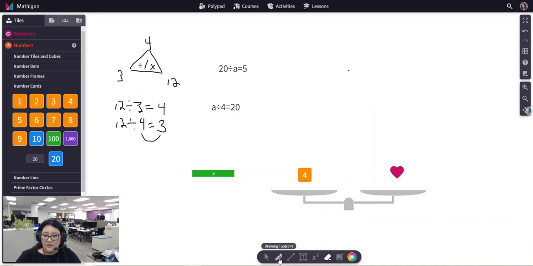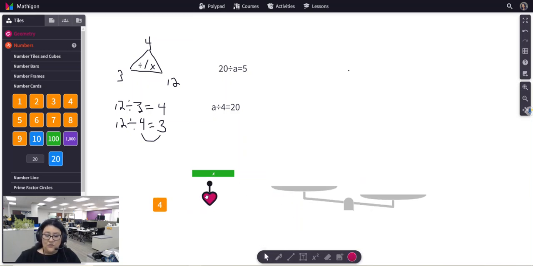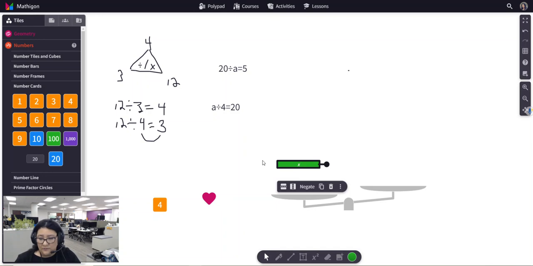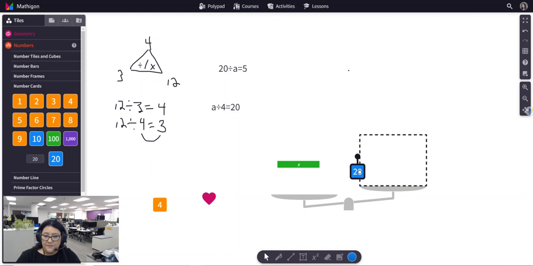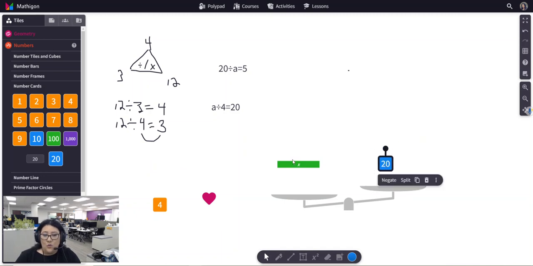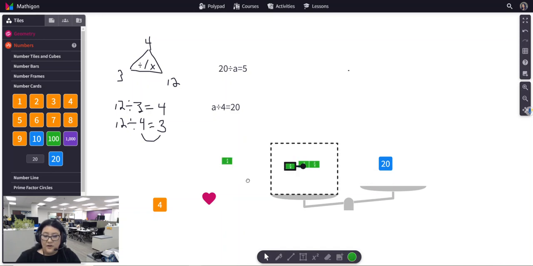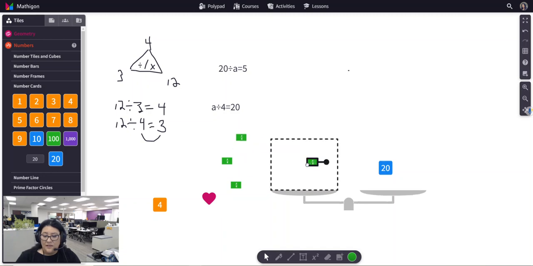Let's do that one so you can see what that might look like. So what I did here is I took this a, it says x, but x, a, it doesn't really matter what variable we use. And I know that when I divide a by 4, it equals 20. So I'm actually going to divide this by 4. Okay, and so when I divided it by 4, that equals 20.